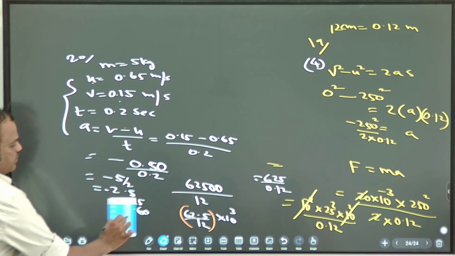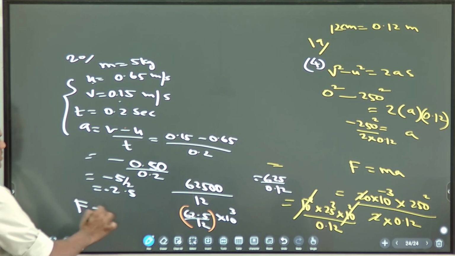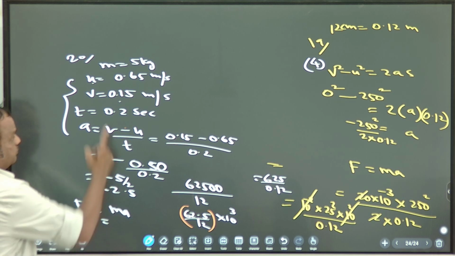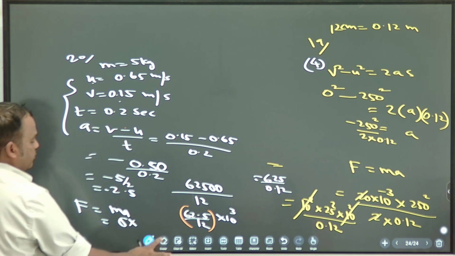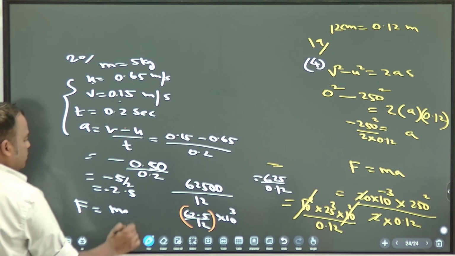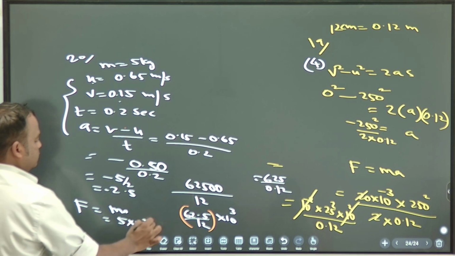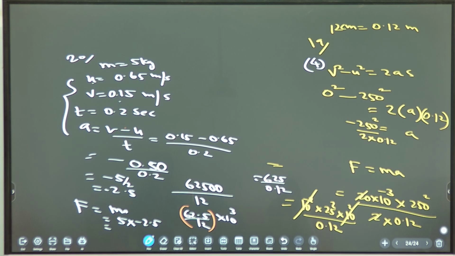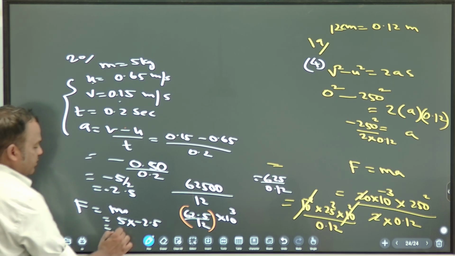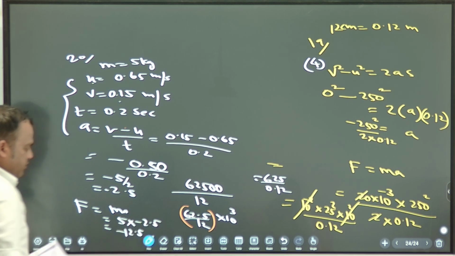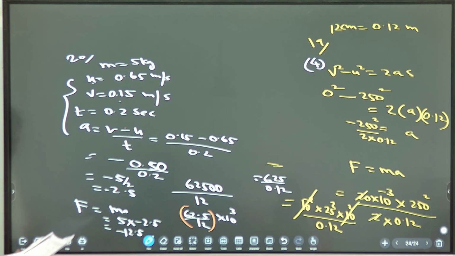So force is ma. F is equal to ma. So mass is 5, 5 into 2.5, how much? 12.5. So negative 12.5, no doubt. Magnitude they are asking, so 12.5.